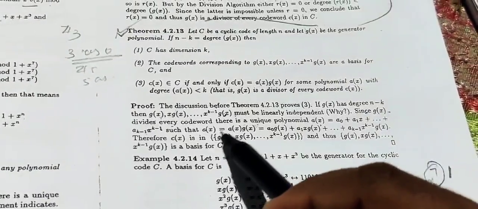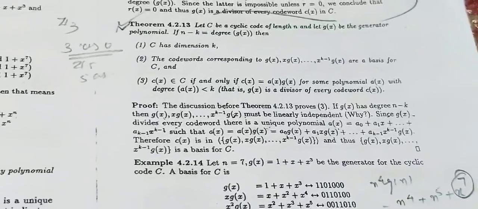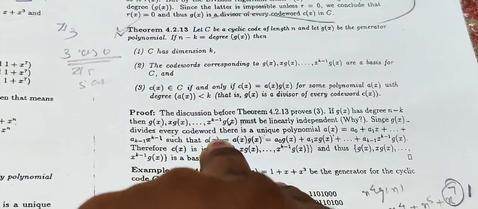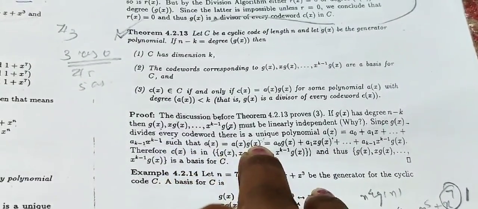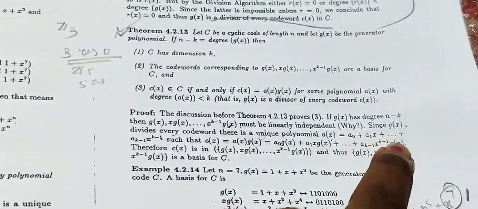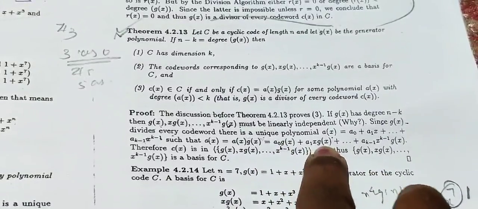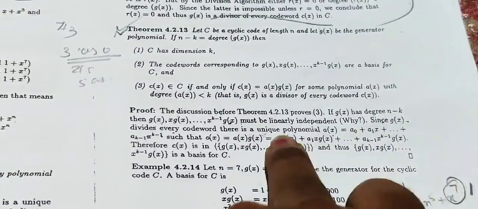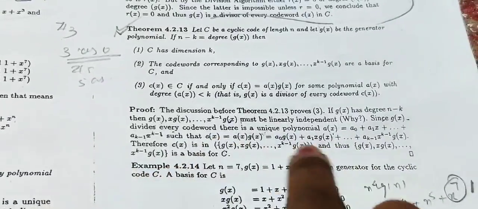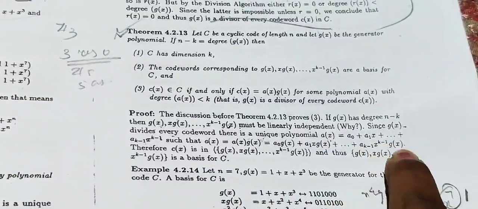Such that a of x is equal to a of x into g of x, which is equal to a naught. So by the lemma we have c of x is equal to a of x into g of x. Okay, and a of x is what? a naught plus a1 x plus etc. So we get a naught g of x plus a1 into x into g of x plus etc. Which means what? c of x is a linear combination of g of x, x into g of x, etc., x raised to k minus 1 g of x.